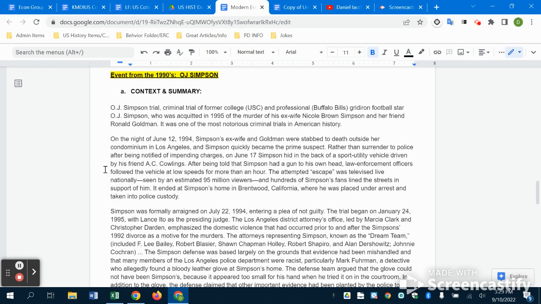The attempted escape was televised live nationally, seen by an estimated 95 million viewers, and hundreds of Simpson's fans lined the streets in support of him. It ended at Simpson's home in Brentwood, California, where he was placed under arrest and taken into police custody.